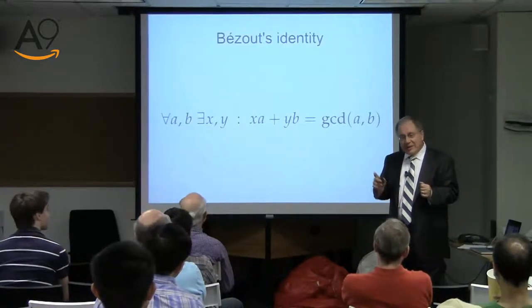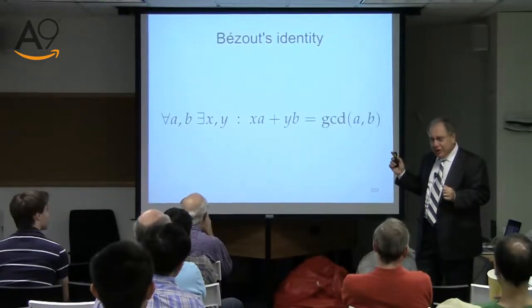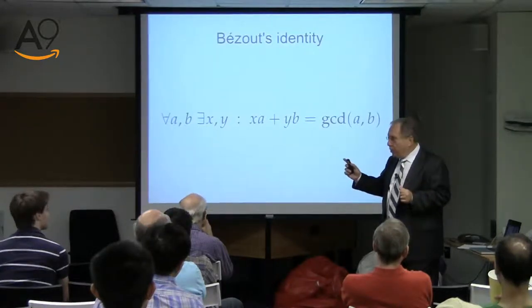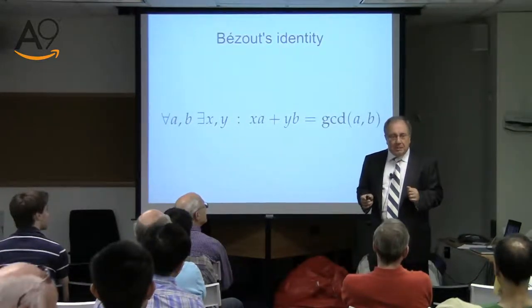Of course, it's named after somebody who didn't invent it. It's a very typical mathematical convention that if you have a theorem, you name it after somebody who didn't invent it, or who invented it 200 years after it was first introduced. Bézout was a very capable French mathematician who in the 18th century proved this result for polynomials.